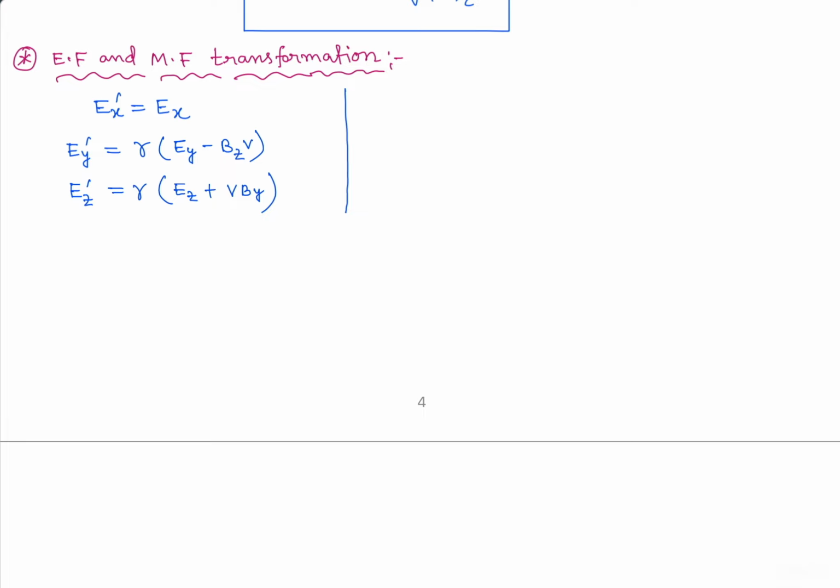Next, for magnetic field, Bx' equals Bx, when we consider the S' frame moving along the x-axis with velocity v. Then By' equals gamma into By plus v by c square Ez. Also Bz' equals gamma into Bz minus v by c square Ey.